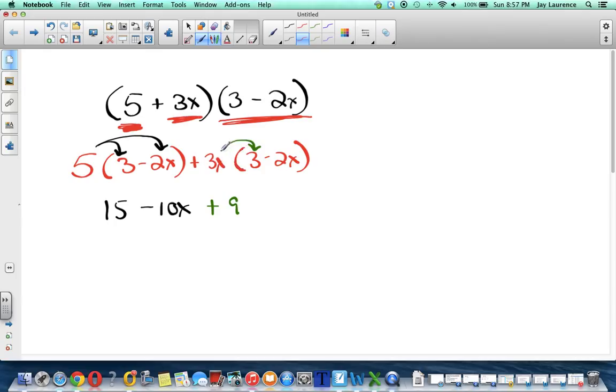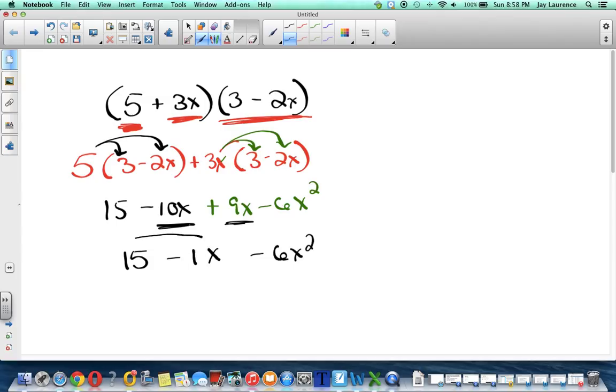And so when I distribute that positive 3x, I won't get 9. I'll get 9x. And then I'm going to multiply 3x times negative 2x. So 3 times negative 2 is negative 6. And x times x is x squared. So now I'll combine my like terms. It looks like I have a negative 10 and a positive 9. So if the teacher's not expecting you to write it in any particular order, this would be a great answer. Negative 10 plus 9 would be a negative 1. And there you go. There are no other like terms.